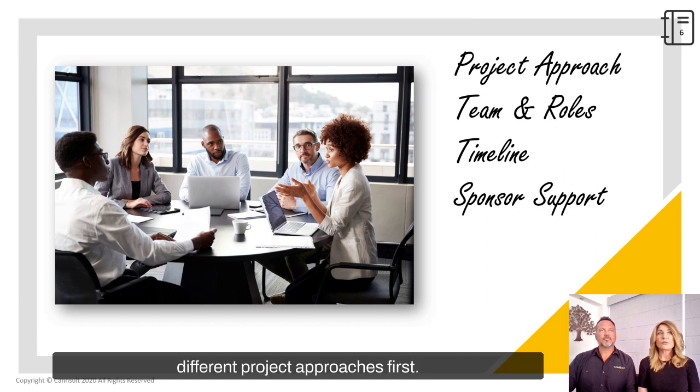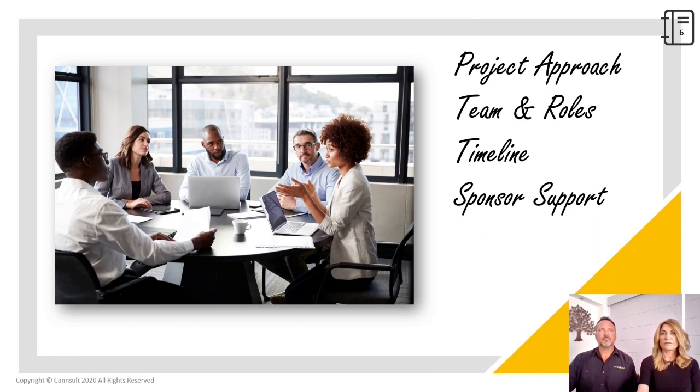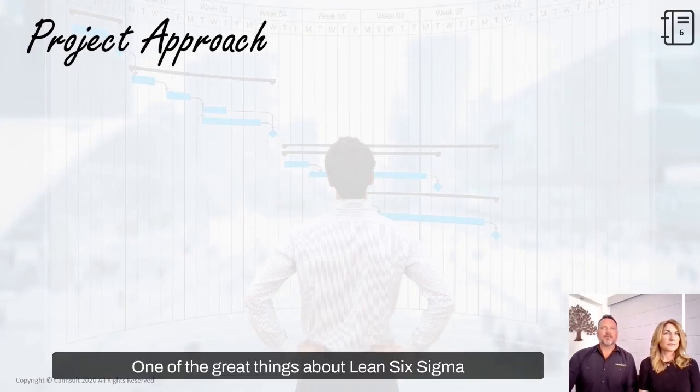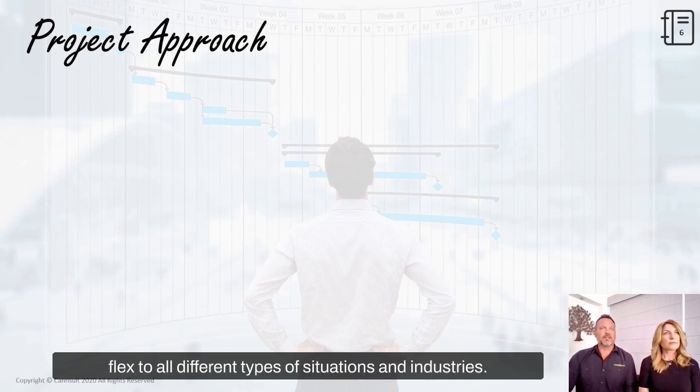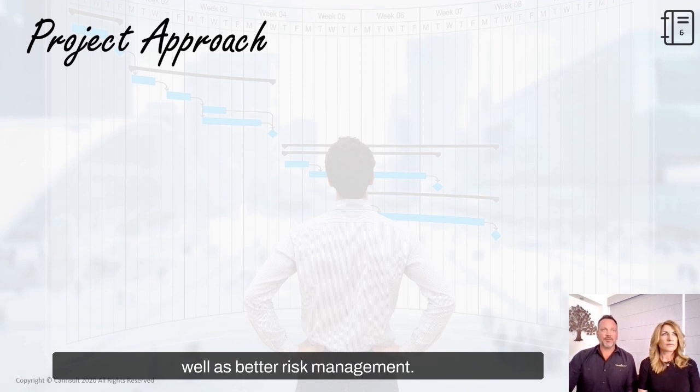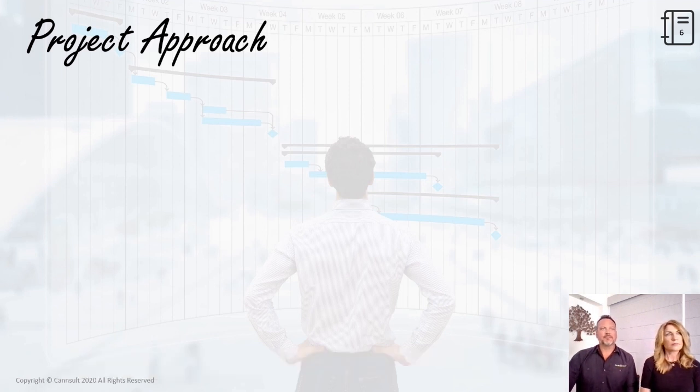Let's talk through the different project approaches first. One of the great things about Lean Six Sigma that I love is its robustness and ability to flex to all different types of situations and industries. Understanding the types of initiatives will allow us to apply the right techniques as well as better risk management. Here we will cover the major types of projects.